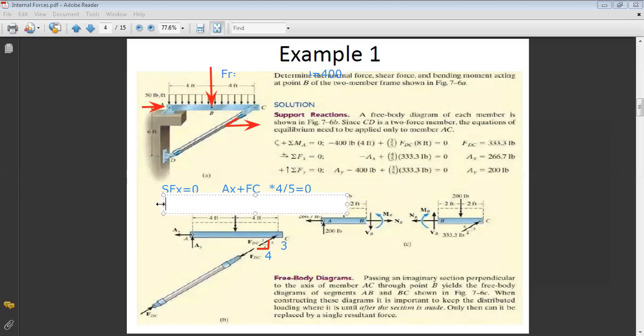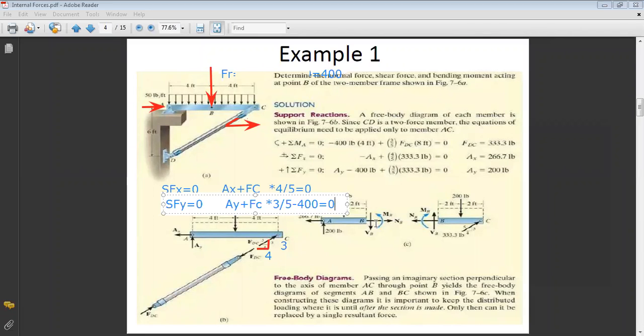Equation number 2, sum of forces along y equals 0. Along y I have AY plus FC times sine alpha, which is 3 over 5, equal minus, for my distributed load, I replace it by one force, which is 400. So minus 400 equals 0.